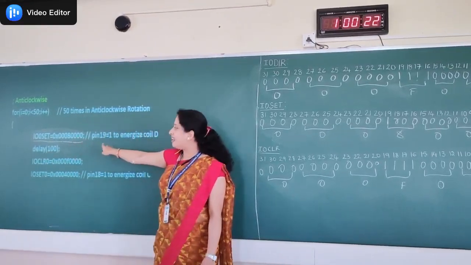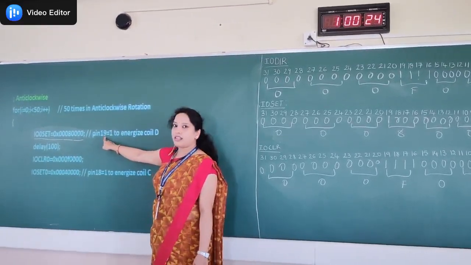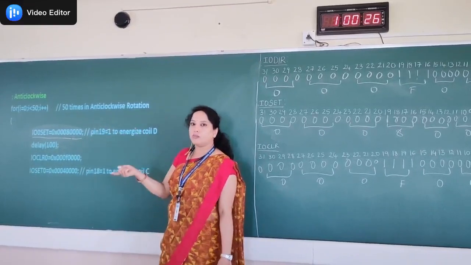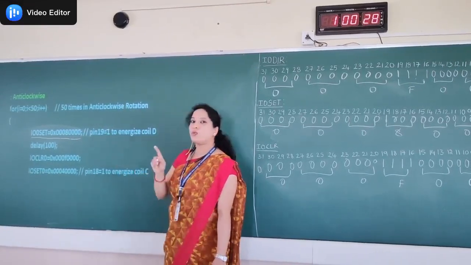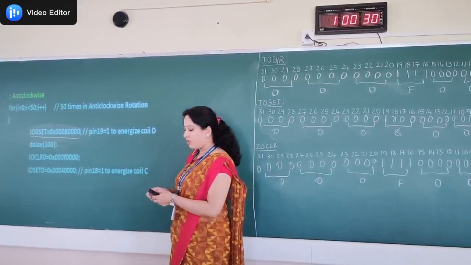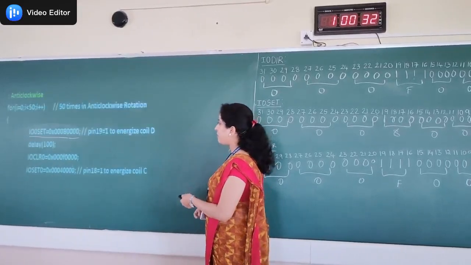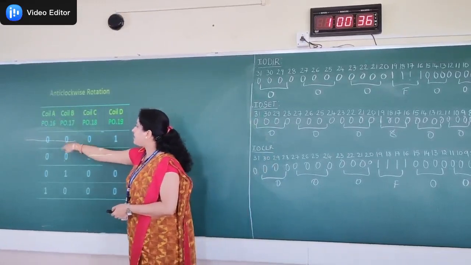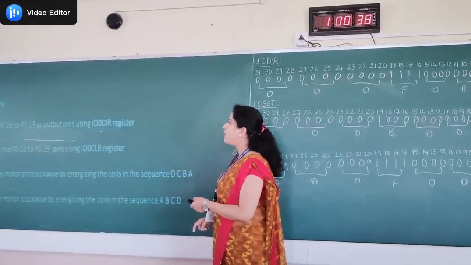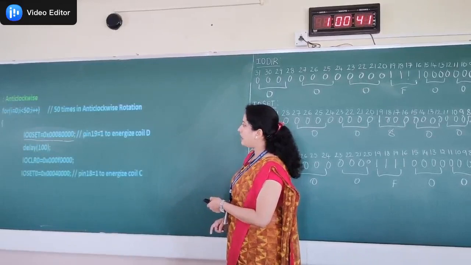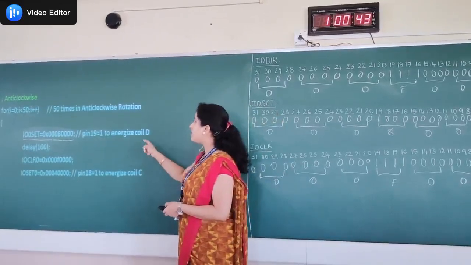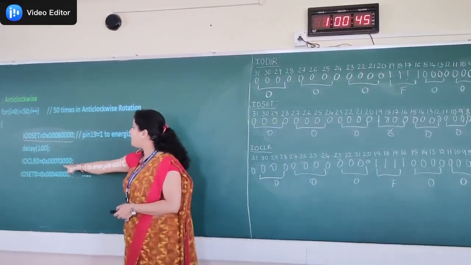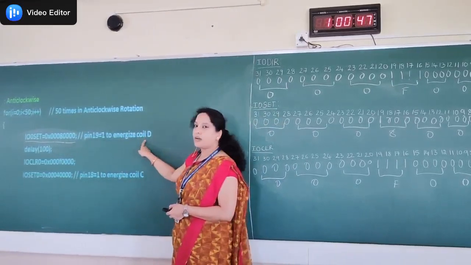Next, you need to clear this pin 19. That is because whenever we are rotating a motor, we are going to energize one coil at a time. So if you look at the table, only one coil will be energized, and the other coils will be set to low. So after energizing coil D, next you need to energize coil C. Before that you need to clear pin number 19.